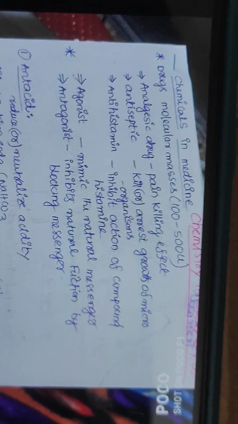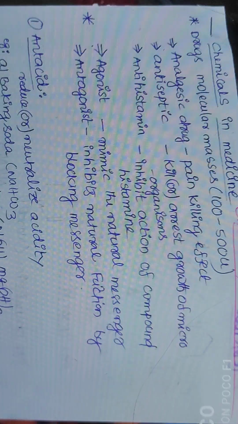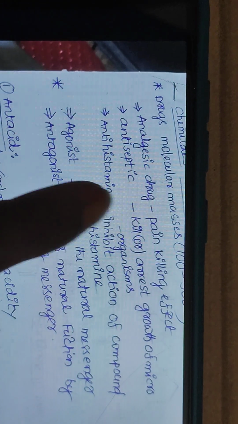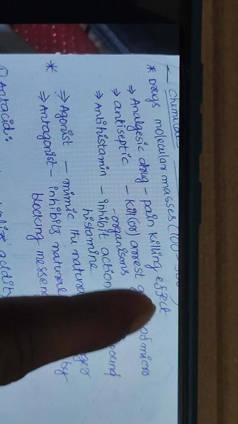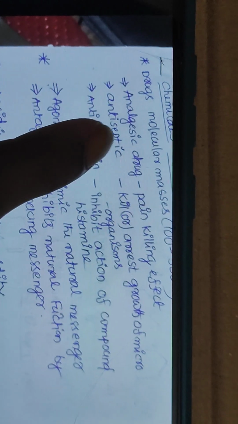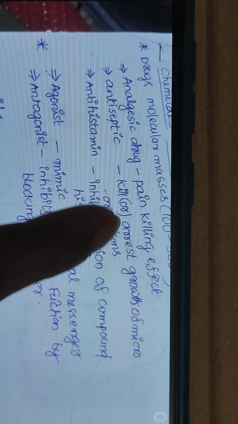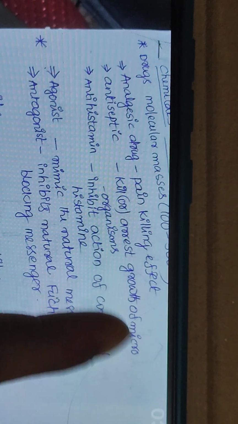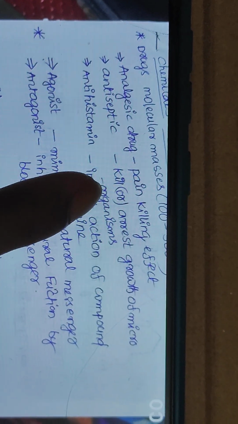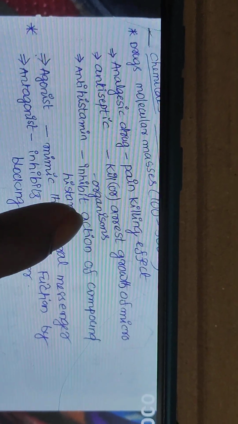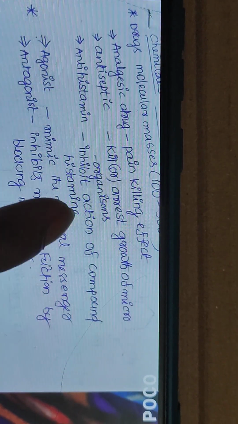Okay, that is analgesic drug. So you know very well about that. Next one is analgesic drug, pain-killing effect. Next, antiseptic drugs. These also kill or arrest growth of microorganisms. You have to remember this one very carefully. Next one, antihistamine, which inhibits the action of the compound histamine.